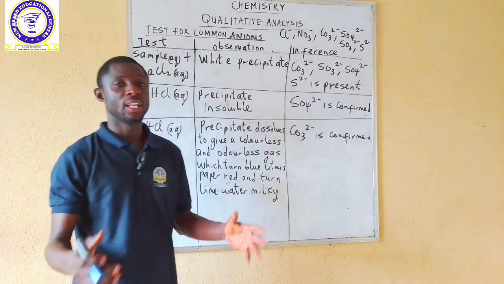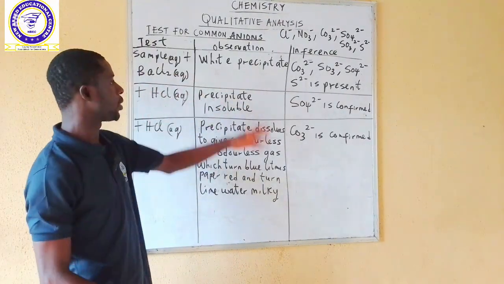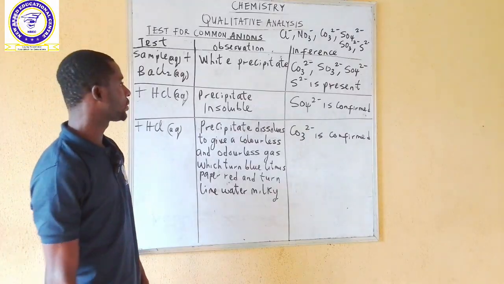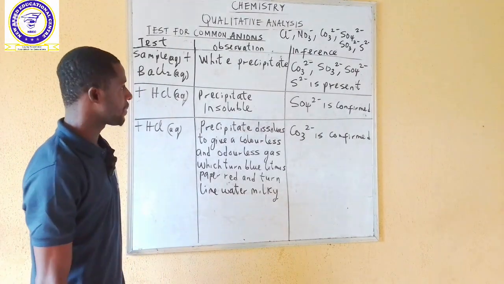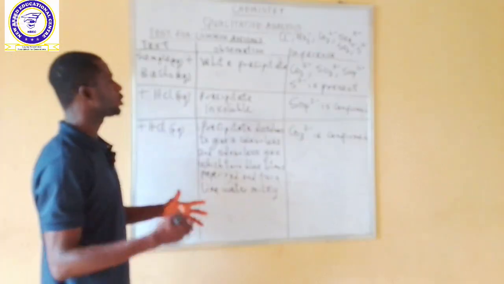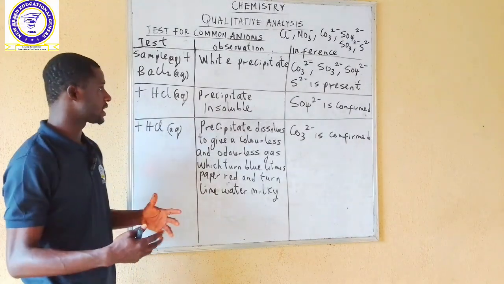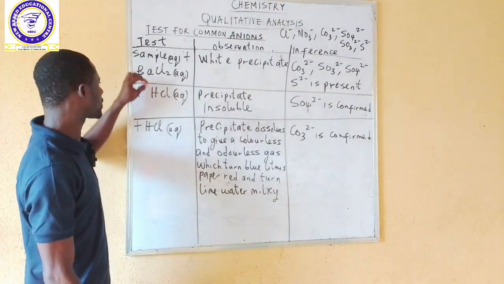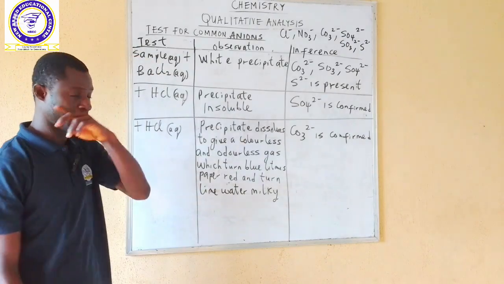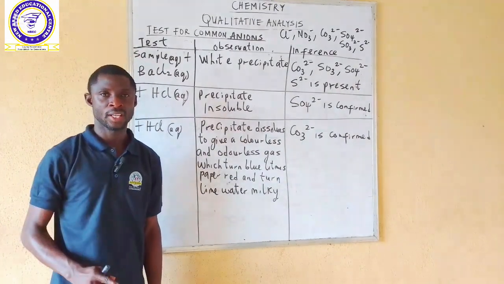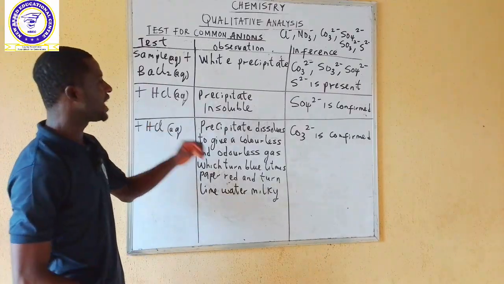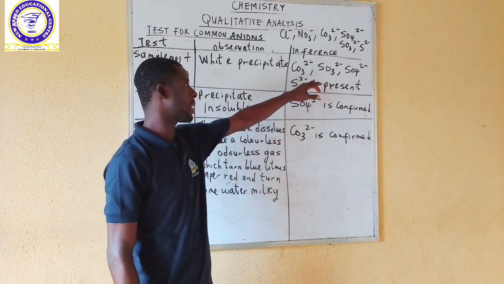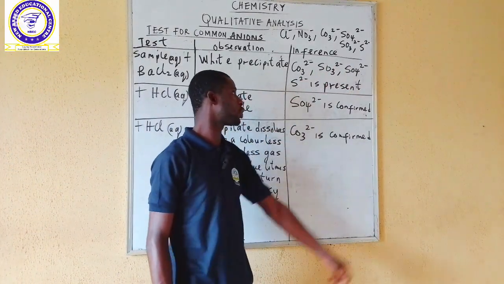Let's move to how to test for CO3 2-, SO3 2-, SO4 2-, and S2-. Anytime they want you to test for any of these ions, they will ask you to add barium chloride to your test sample. Note, anytime you are adding barium chloride to your test sample, the likely ion to test for is CO3 2-, SO3 2-, SO4 2-, or S2-.